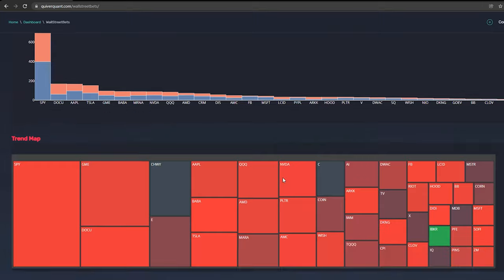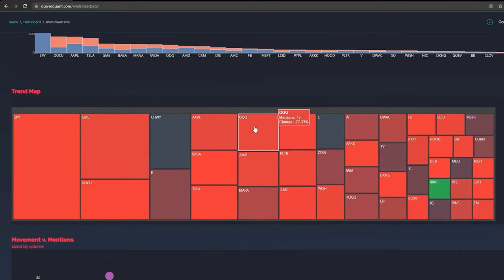If we scroll down even further, we can see what kind of looks like a heat map. They call it a trend map here. And you can just see the mentions, if they're going down or going up. It looks like people are mentioning IBKR. I believe that's Interactive Brokers. But yeah, it looks like everything is not getting mentioned as much as it did previously.